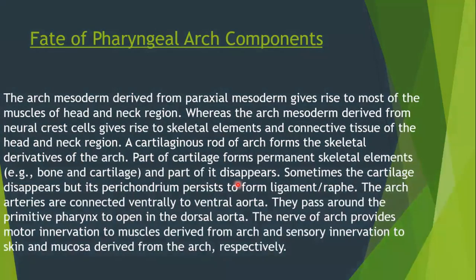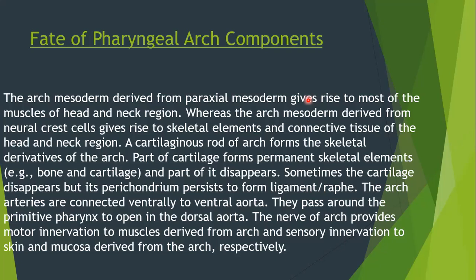Now, what is the fate of these pharyngeal arch components? The arch mesoderm derived from paraxial mesoderm will give rise to most of the muscles of the head and neck region. But the arch mesoderm which is derived from the neural crest cells will give rise to the skeletal elements and connective tissue of the head and neck region. Then the cartilaginous rod of the arch forms the skeletal derivatives of the arch. Part of that cartilaginous rod will form permanent skeletal elements such as bone and cartilage, whereas part of it will disappear.